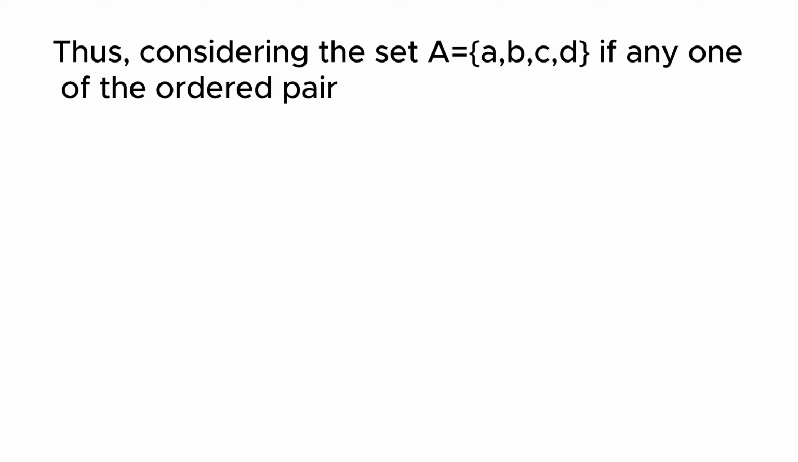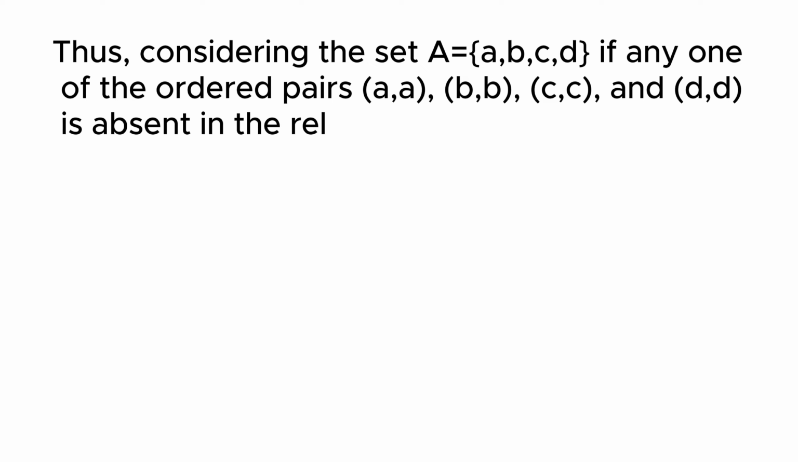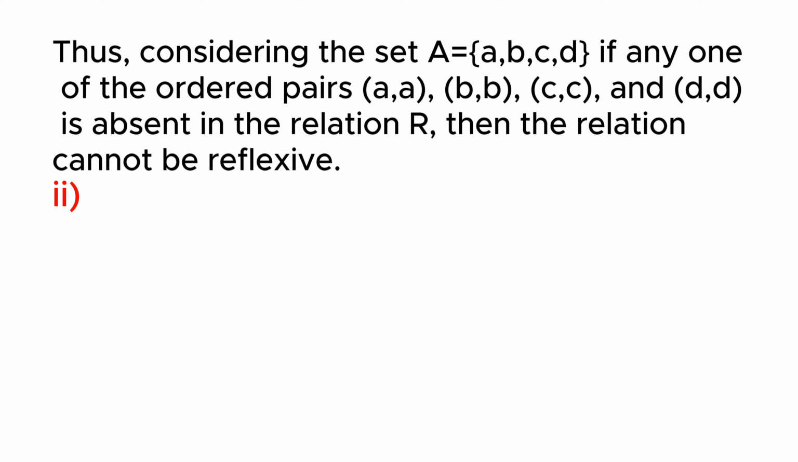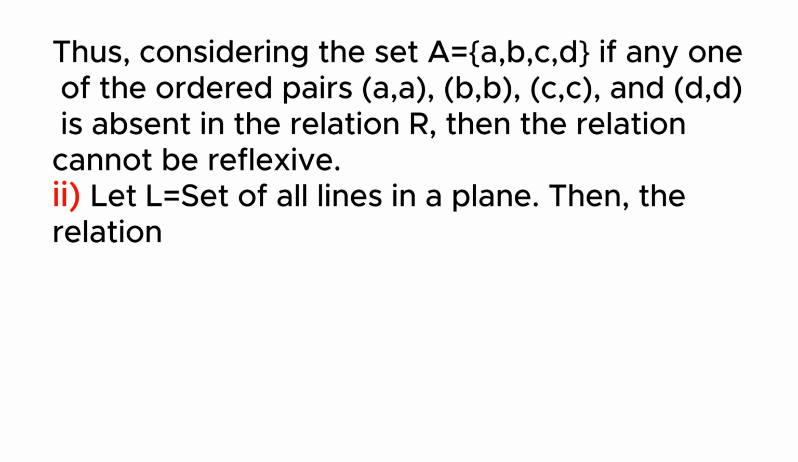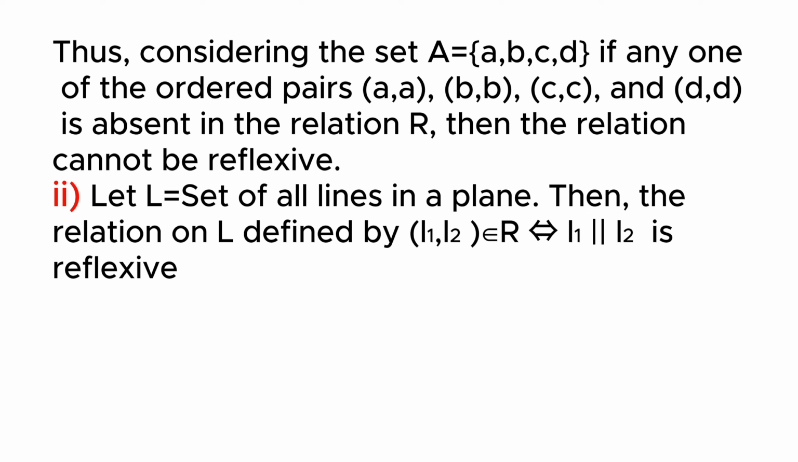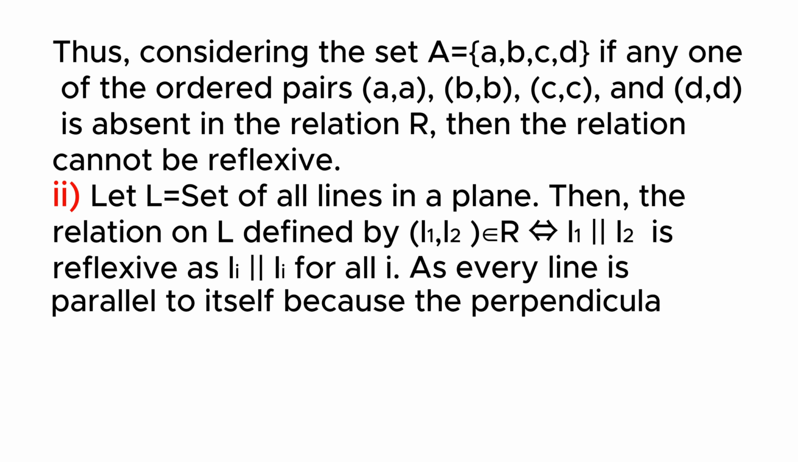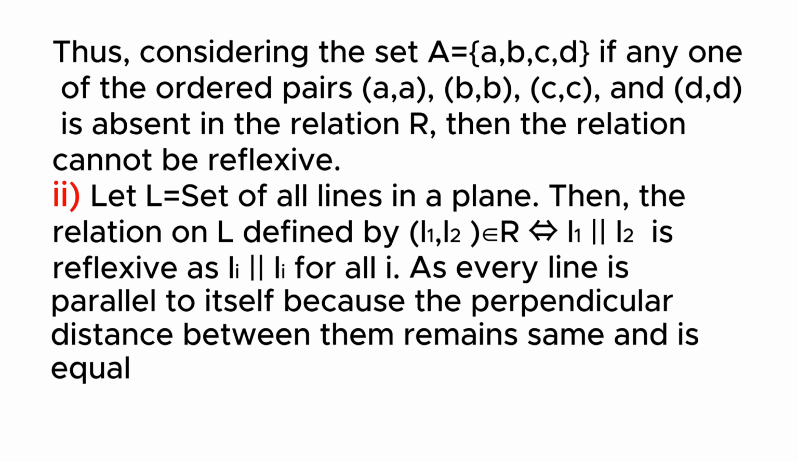Thus, considering the set A = {a, b, c, d}, if any one of the ordered pairs (a, a), (b, b), (c, c), and (d, d) is absent in the relation R, then the relation cannot be reflexive. Second example, let L = set of all lines in a plane. Then, the relation on L defined by (L1, L2) belongs to R if and only if L1 is parallel to L2 is reflexive as Li is parallel to Li for all i, as every line is parallel to itself because the perpendicular distance between them remains the same and is equal to 0.